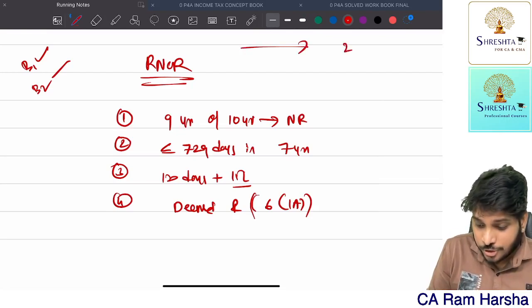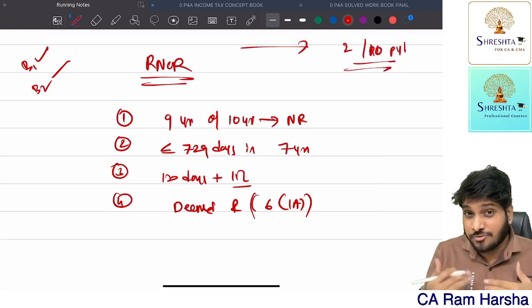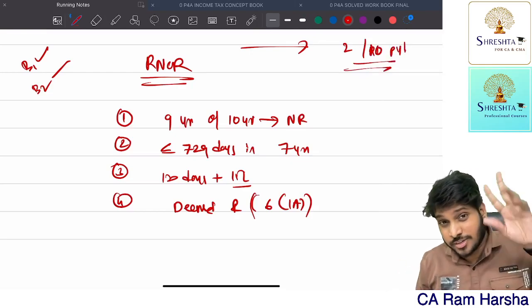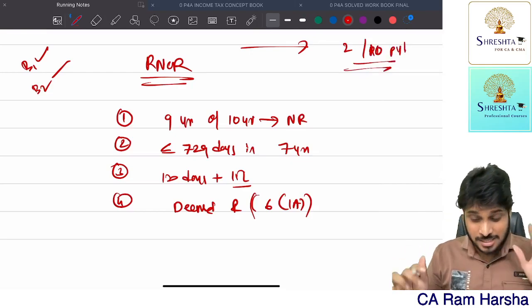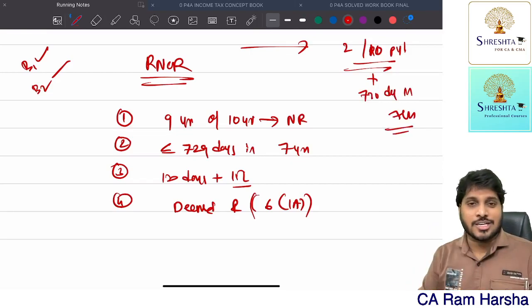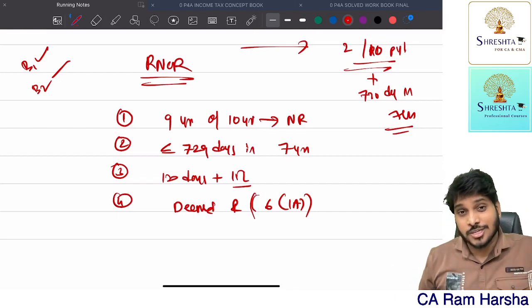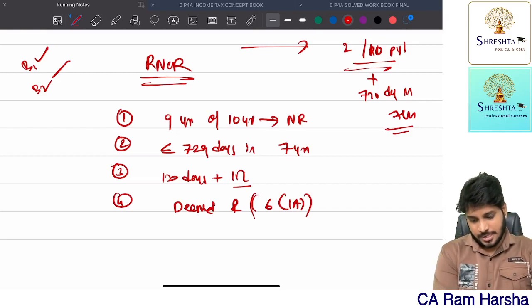When will you become ROR? When any of these 2 is not satisfied, and for 2 out of the 10 previous years you become a resident, plus 730 days or more in the past 7 years, then you are treated as a resident. Are you getting it?